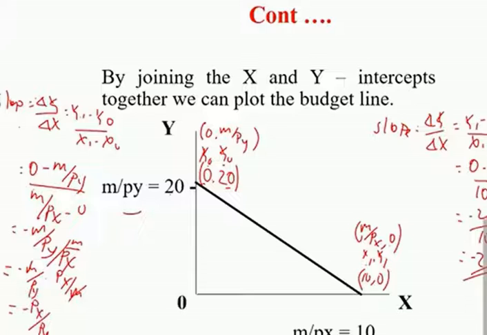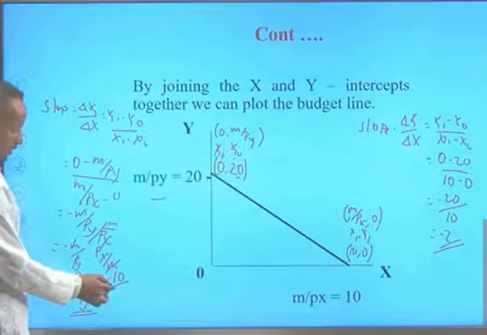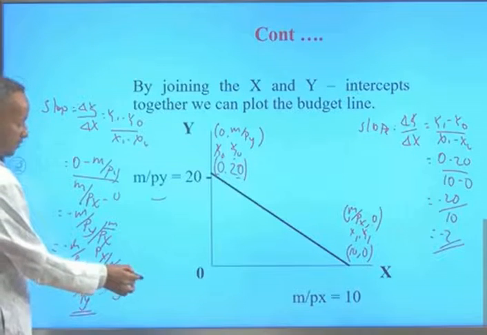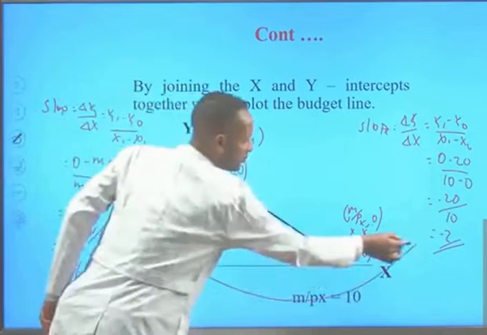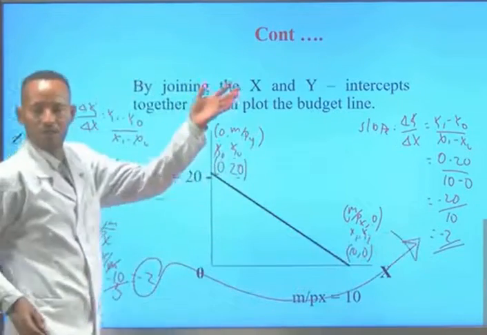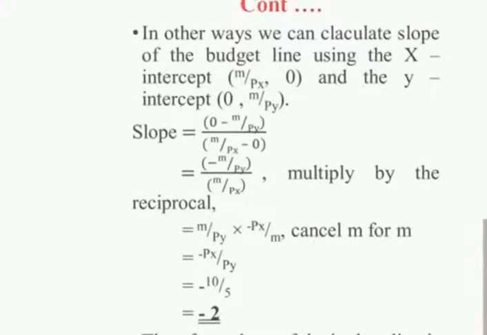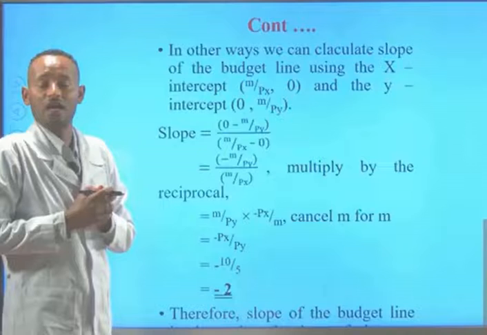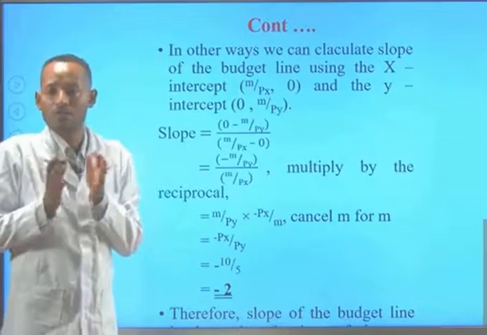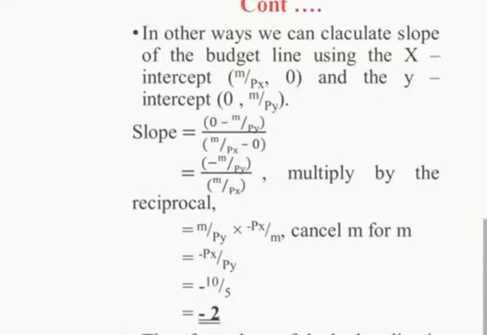And when we substitute into the previous example, the price of x is given, which is 10 birr, divided by the price of y, which is also given, which is 5 birr. And this will give you minus 2, which is similar to what we got with the usual formula for calculating the slope of the budget line. So I showed you the slope of the budget line is the ratio of the prices of the two goods. That means, in other words, we can calculate the slope of the budget line by dividing the price of x by the price of y.